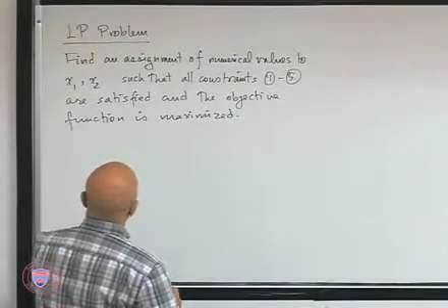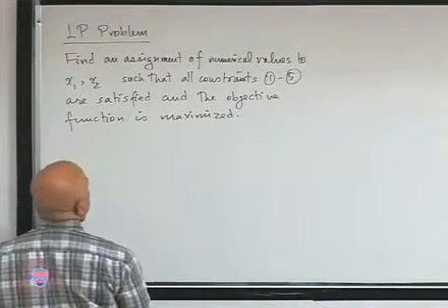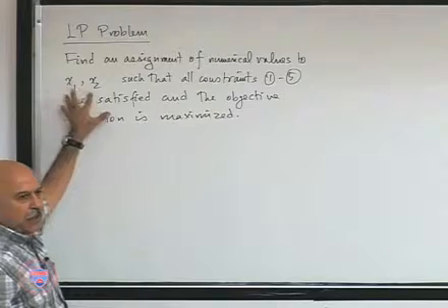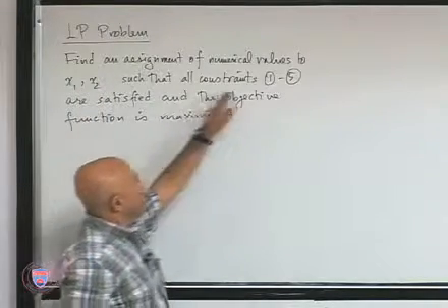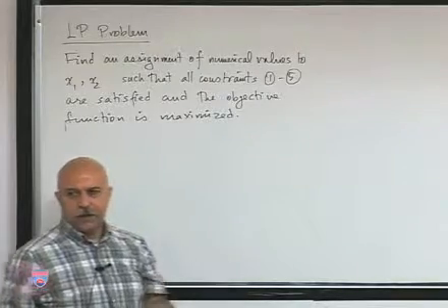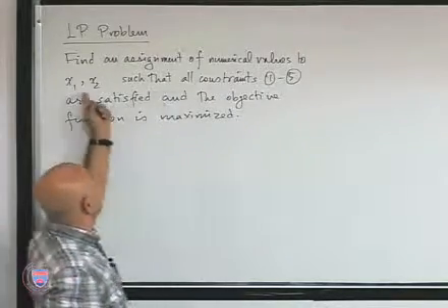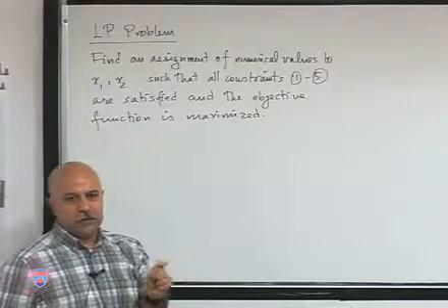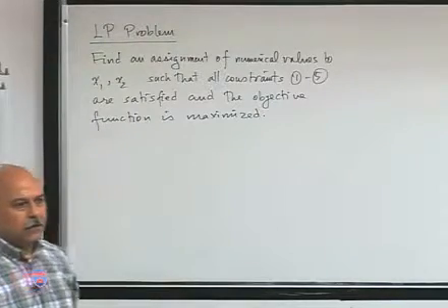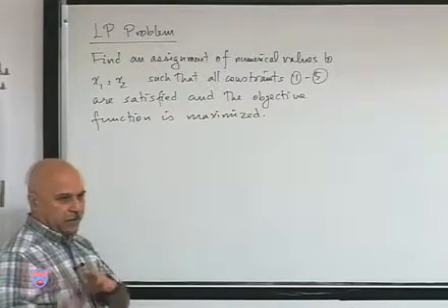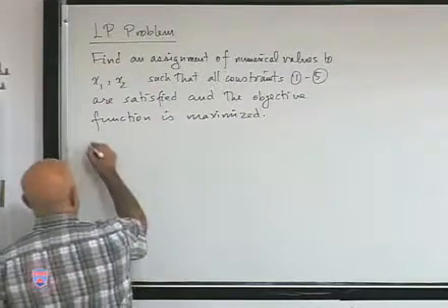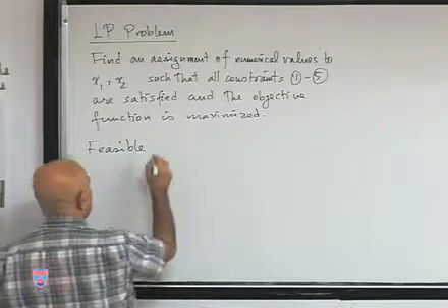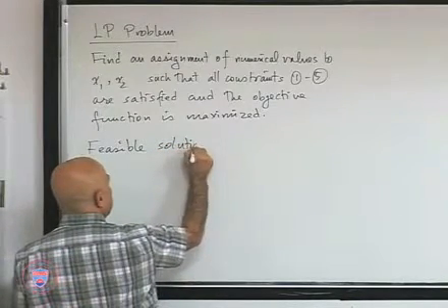And there are 2 parts here. Number 1, you want to assign numerical values to your variables x1 and x2 to satisfy the constraints, so that's one requirement. Number 2, of all those assignments which satisfy the constraints, you want to pick a combination of x1 and x2 that maximizes the objective function. Okay? So that's the second part. That's the optimality part. So we distinguish these 2 parts by the terms feasible solution and optimal solution.